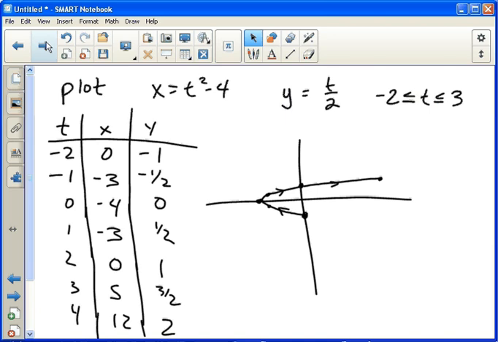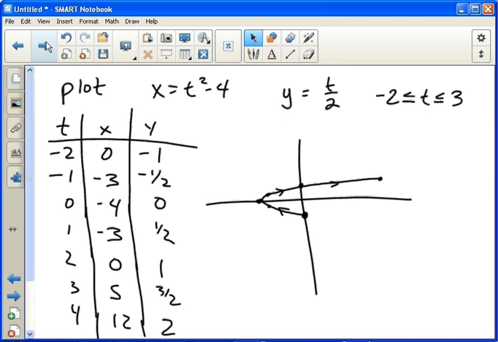So first thing is just knowing how to plot these. First I've got it written out here, and then I'll show you how to do it in the calculator. Our formula is x equals t squared minus 4 and y equals t over 2, and then they do have to give us an interval for the time, negative 2 to 3.